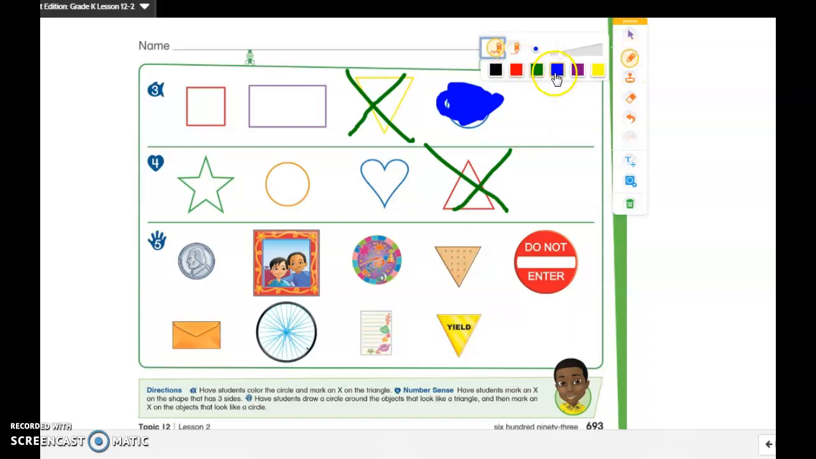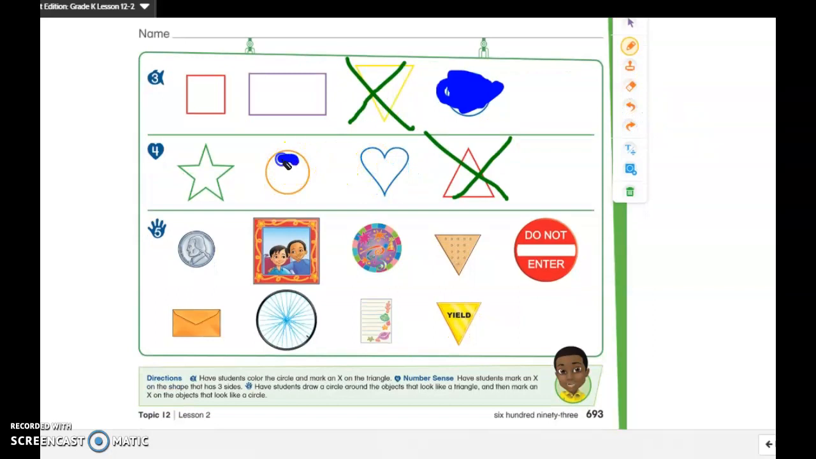Now, it doesn't say it in the directions, but I'm going to fill in the circle. Which one is the circle that I want to color in on that line? Did you say this? I hope you didn't say that. That's a heart. That's not a math shape. Oopsie. This is my circle. Good. It's perfectly round. There we go.